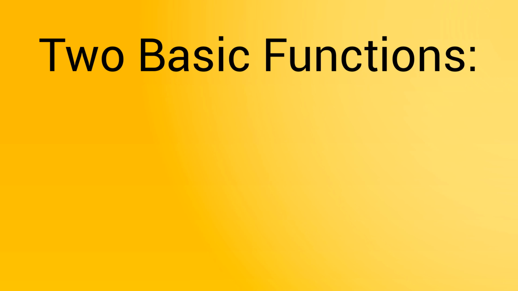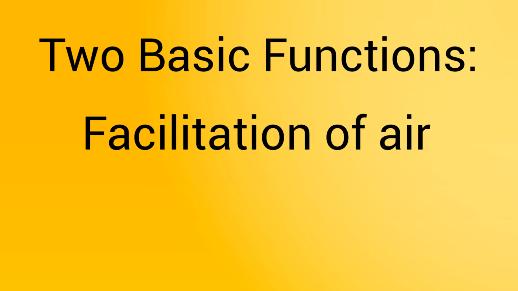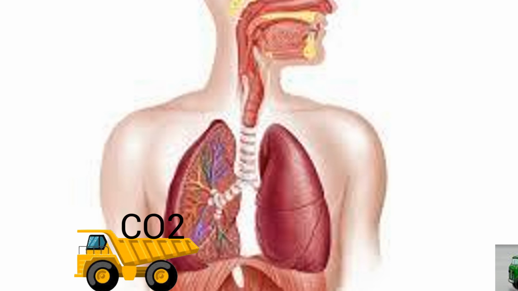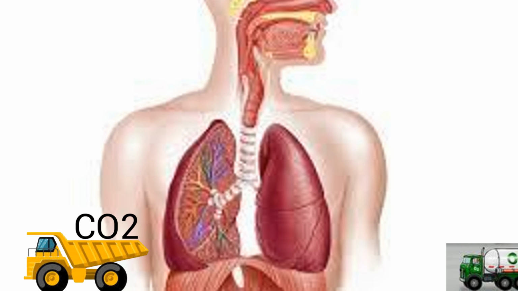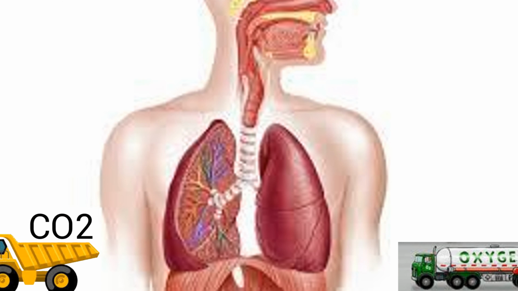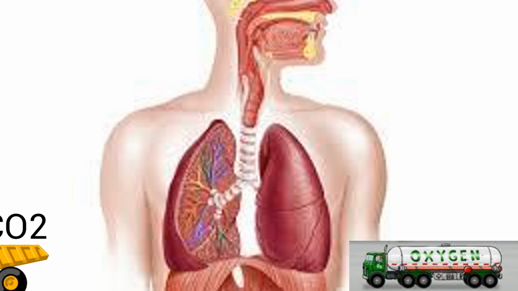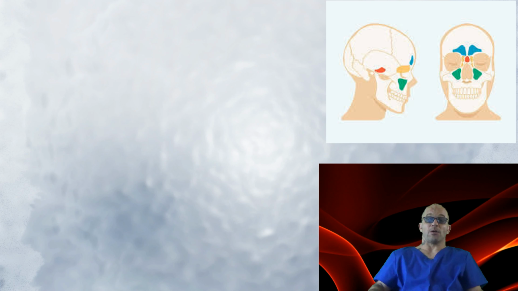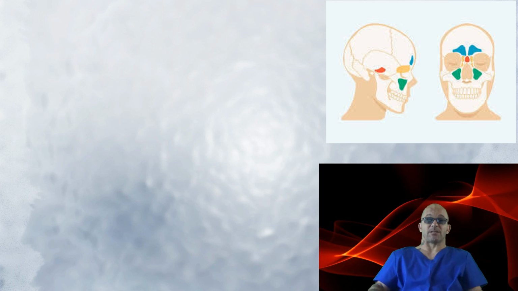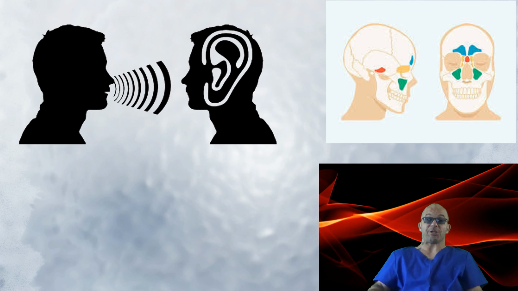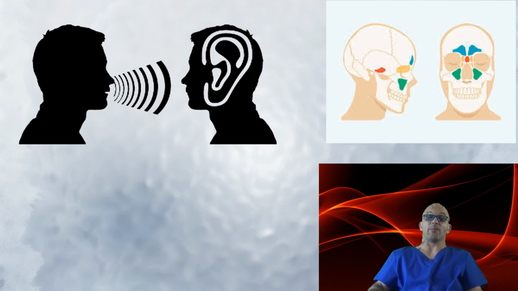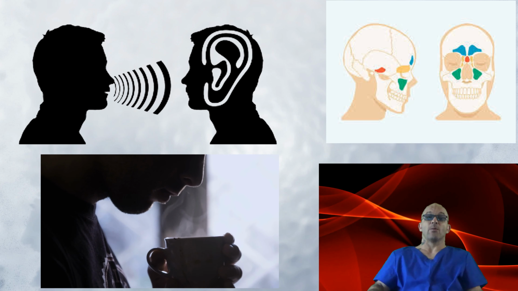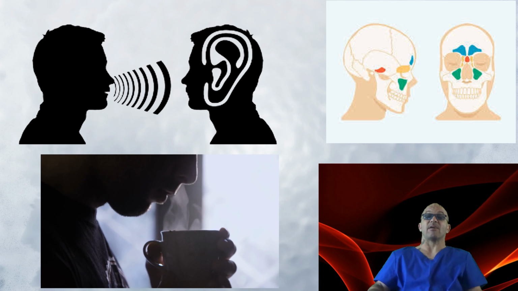The two basic functions are the facilitation of air and the exchange of gas in the body. Oxygen must be supplied to the body's cells, and the cellular waste, or carbon dioxide, must be removed. The sinuses are also associated with the respiratory system. They impact speech and or sound production. They are also responsible for olfaction, which, remember, is the sense of smell.